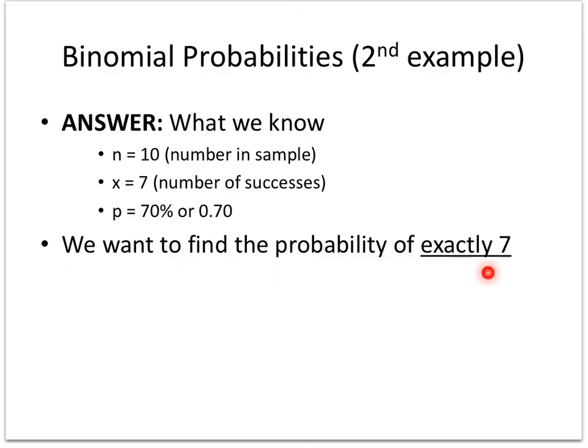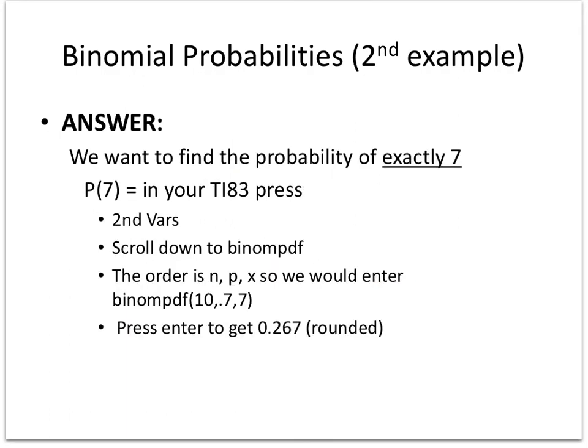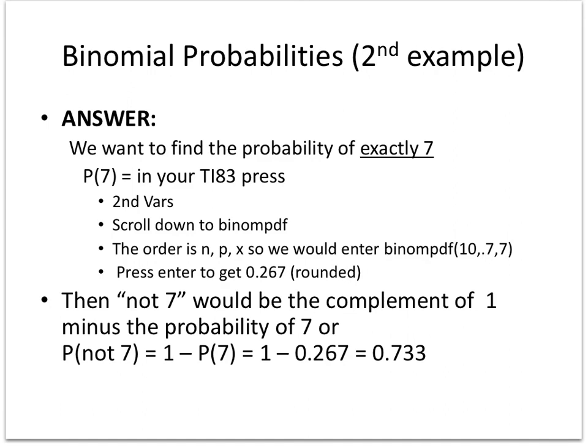We want to find the probability of exactly 7. So on my calculator, I put the number of trials in, which is 10, the probability of a success, which is 0.7, and the number of successes, which is 7, and I get my answer. That gives me the probability of exactly 7. The next part asks for the probability that they would not recognize the brand. Well, not would be the complement, so just simply take 1 minus the probability that 7 would recognize it, and you get 0.733.